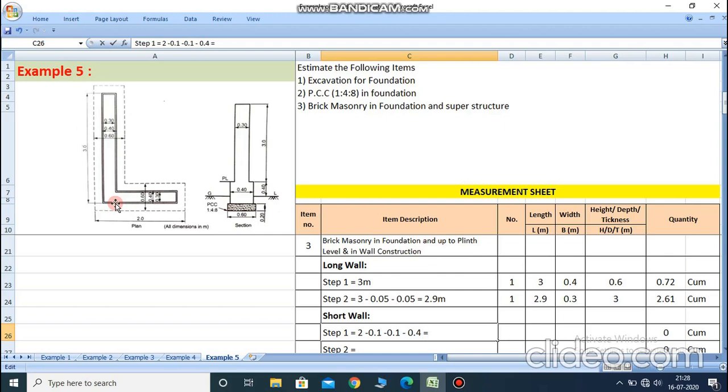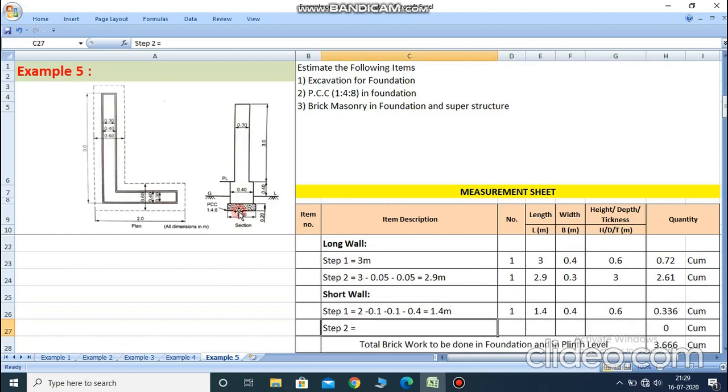Now the total length is 2 minus 0.1 minus 0.1 minus 0.4. So 2 minus 0.6 is 1.4 meter as the length. Clear? So 1.4 meter is the length of the short wall, from this point to this point. Clear? So here the total number of walls is 1, length is 1.4 meter, width is 0.4, already given in the section part because we calculated step 1 for the brickwork. So here 0.4 and then the height is 0.6.